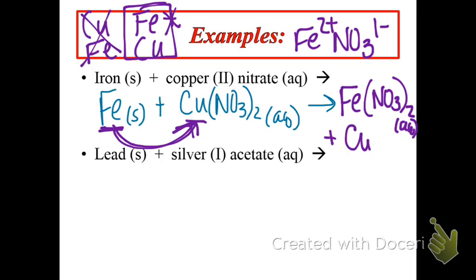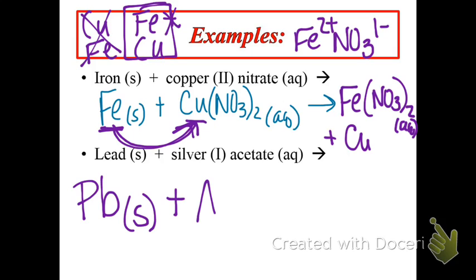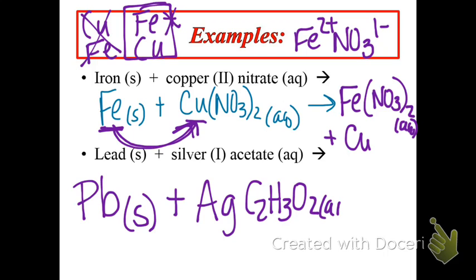Okay. Alright. Now, let's try another one. And then, of course, you would balance and all that good stuff. Alright, Pb, solid, plus silver acetate, aqueous. So again, look at your chart. Lead versus silver. Okay, so I'm looking at my chart here, finding lead. I'm finding silver. Lead is higher on my chart, so there's going to be a switch.